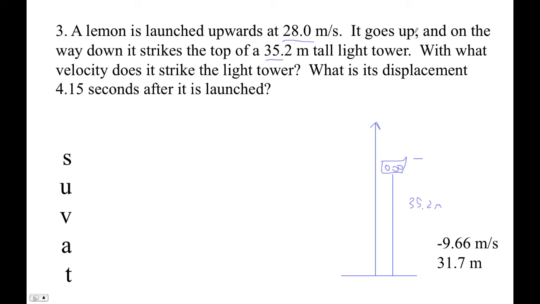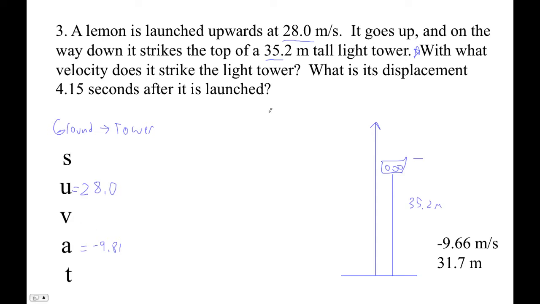Okay, so let's do this one first. We're going to have to do two different suvats, right? So with what velocity does it strike the light tower? Let's go from the ground to the tower, right? Okay. The initial velocity is 28, so that's not so hard. The acceleration's negative 9.81.